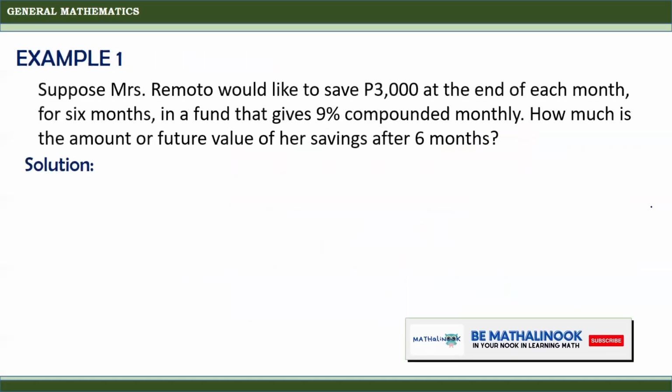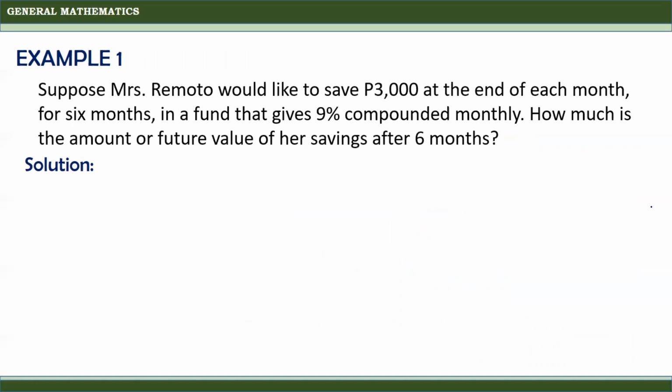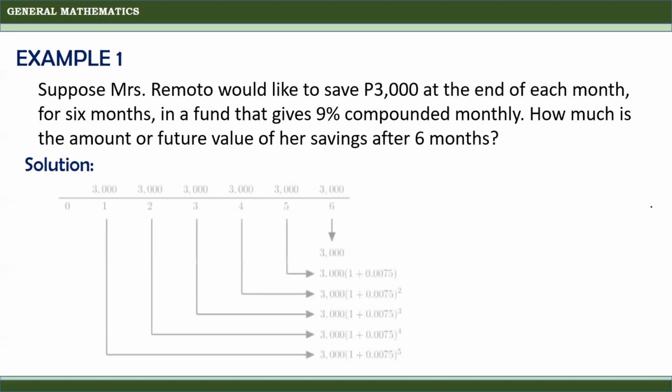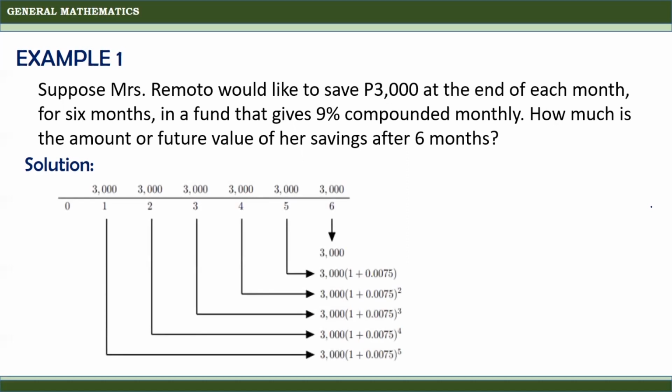For the first problem, suppose Mrs. Remoto would like to save 3,000 pesos at the end of each month for 6 months in a fund that gives 9% compounded monthly. How much is the amount or future value of her savings after 6 months? By illustration, we can actually represent the payments of Mrs. Remoto like this. Remember that the annuity follows the concept of compound interest.